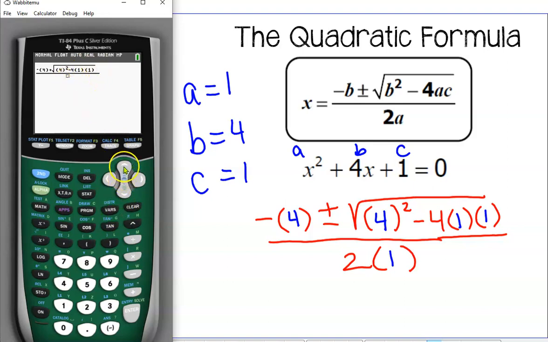Now I'm going to press the arrow down button. You see that? That gets me to the bottom of the fraction. The arrow up gets me to the top of the fraction, right? Bottom: 2 parentheses 1. Okay, that's it. I have entered this entire fraction into my calculator, and when I press enter, I will get my answer.